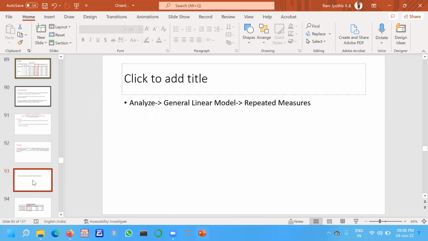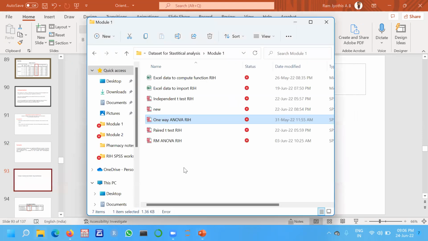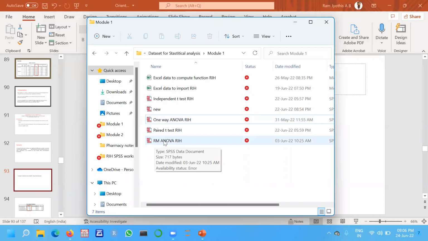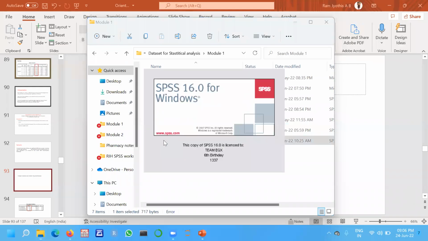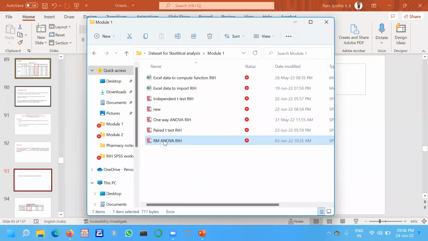Now how to go about it? Analyze, general linear model, repeated measures. Okay, so let us see that. Take the data set, RM ANOVA, that is repeated measures ANOVA. Open it.